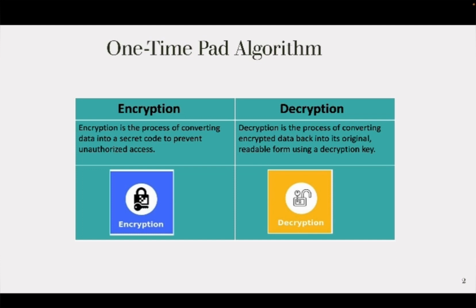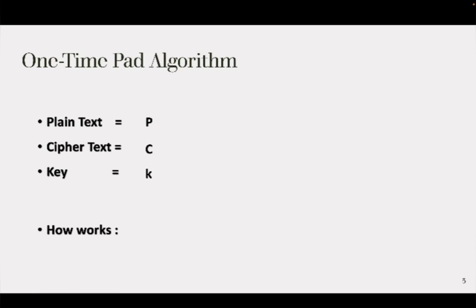It means unlock. In the one-time pad algorithm, there are two types of text. Number one is plain text, which is represented with P. Number two is ciphertext, which is represented with C. Thirdly, we need a key, which is represented with K. In the one-time pad algorithm, we use four key alphabets.